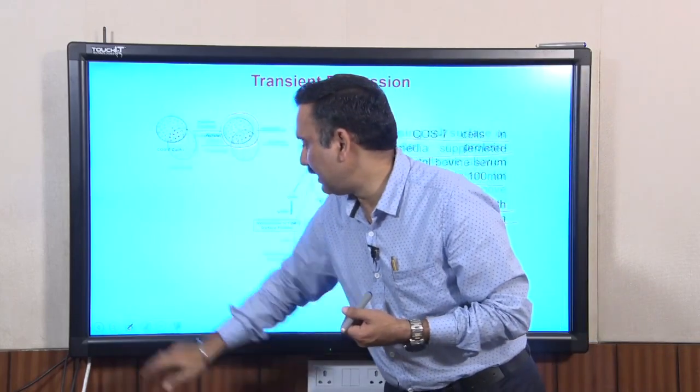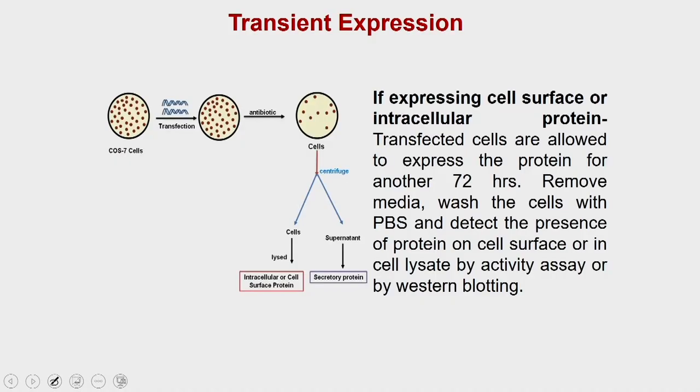So that is the third step. You have to select these cells, and suppose in this case we have taken an antibiotic. So you grow these cells in the presence of antibiotics. As soon as you put the antibiotics, most of the cells which are not transfected are going to die, and then you are going to have the cells which are transiently transfected.